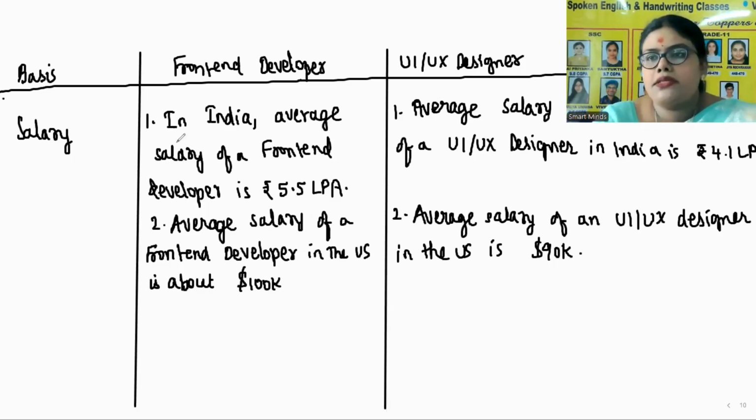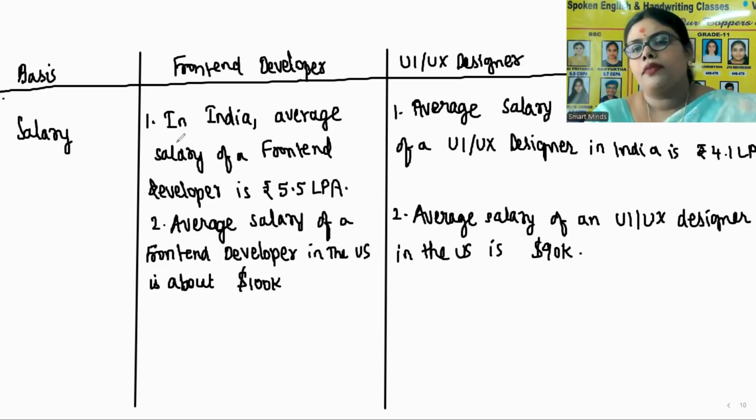So now on the basis of salary, you can see in India, the average salary of a front-end developer is rupees 5.5 lakh per annum. And for a UI UX designer, it is 4.1 lakh per annum. Whereas for a front-end developer in US, it is 100K dollars. And for a UI UX designer in US, it is 90K dollars.